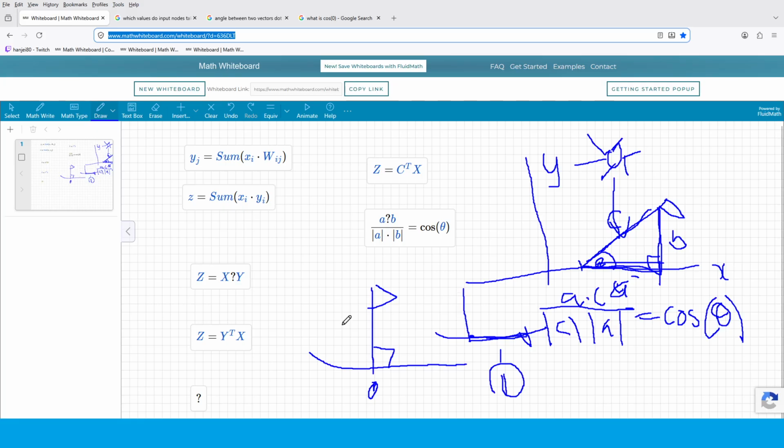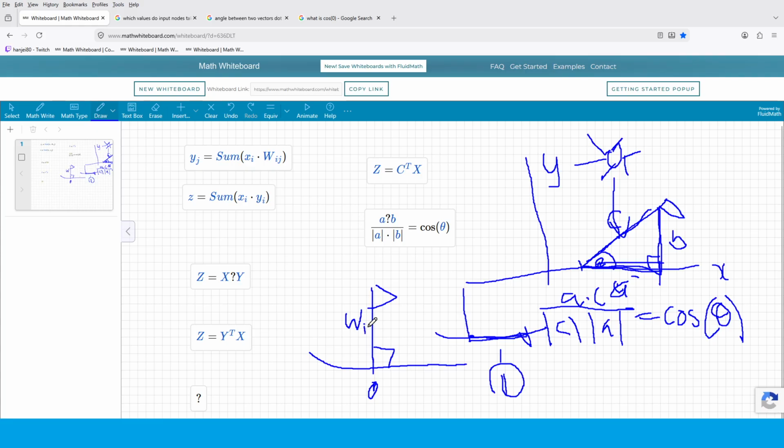So you can imagine this flagpole being w ij and here being x i. If they get multiplied together and summed, you get the shadow.